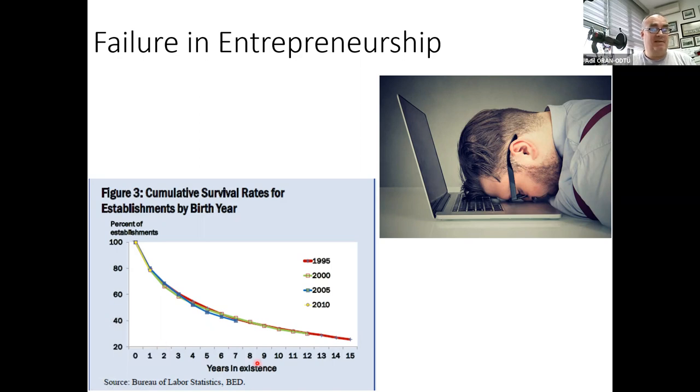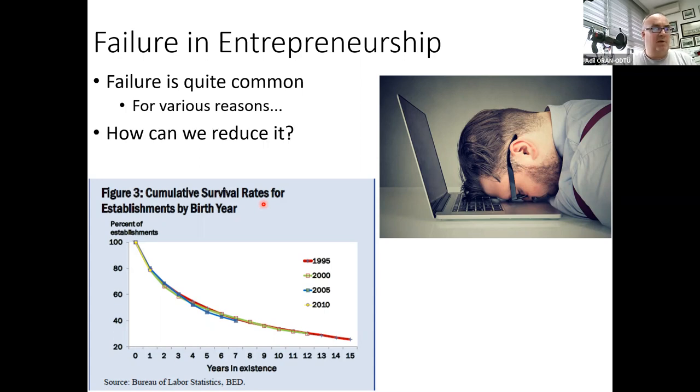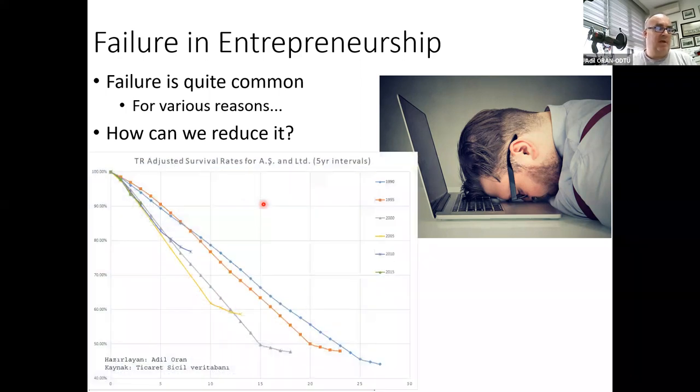So what that tells us is that the numbers you may have heard, like 90% failure, 95% failure, fortunately are not true, okay? At least for the US. How about for Turkey? Do we have any numbers? Well, yes, I've actually done some research with some of my previous students. And by looking into the official Gazette, Ticari Sicil, we have been able to find that these seem to be the official survival rates for companies that have been established in 1990, 95, 2000, 05, 2010, and 2015.